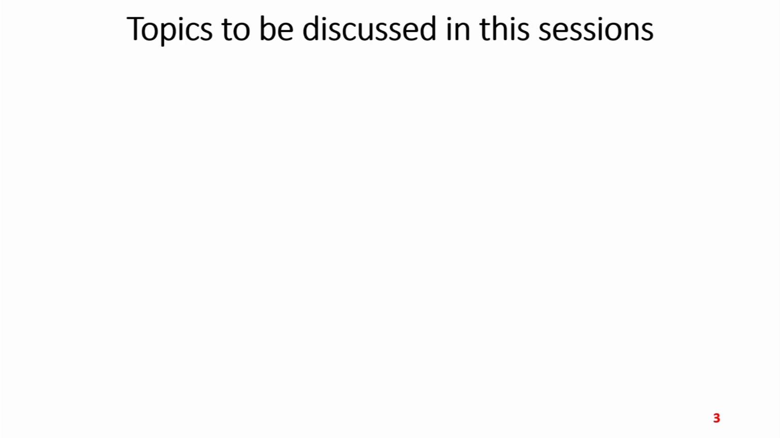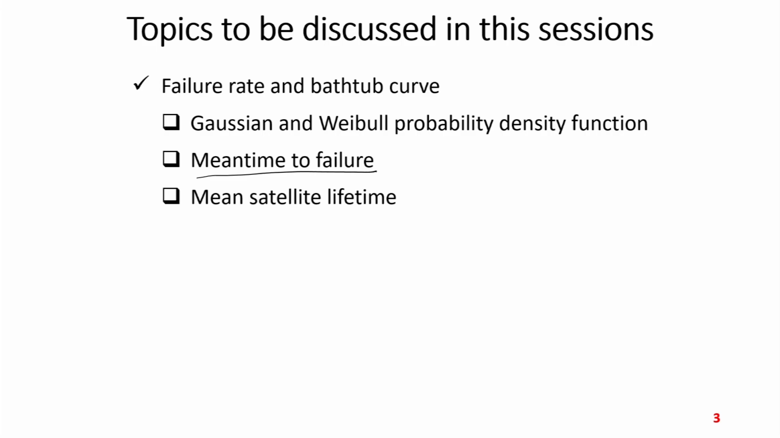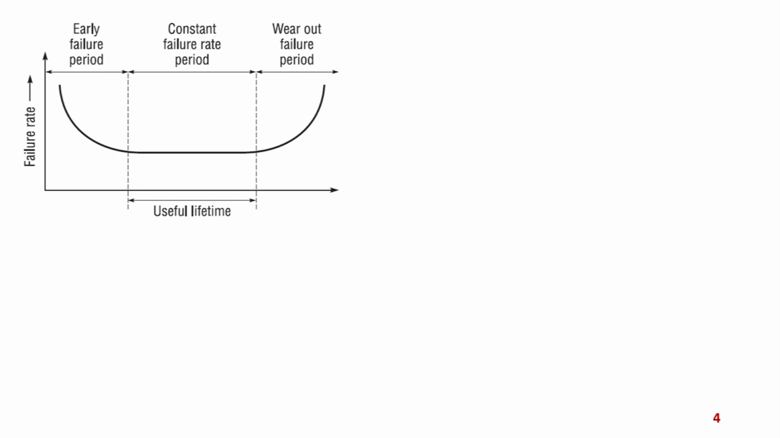We will continue with this topic, that is the bathtub curve, which we discussed in the last session. We will see what the failure rate is and how to mathematically model it. There are 3 regions, and then we will define a very important term called the mean time to failure, write the expression for that, and then the mean satellite lifetime. These are the topics I am going to tell you.